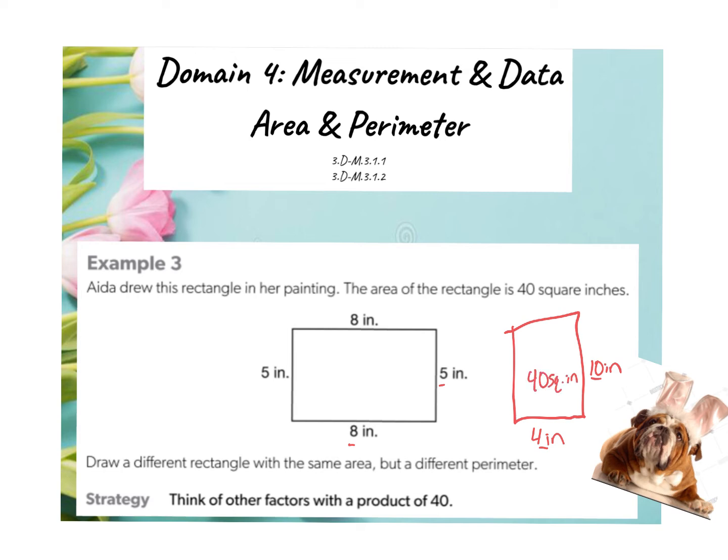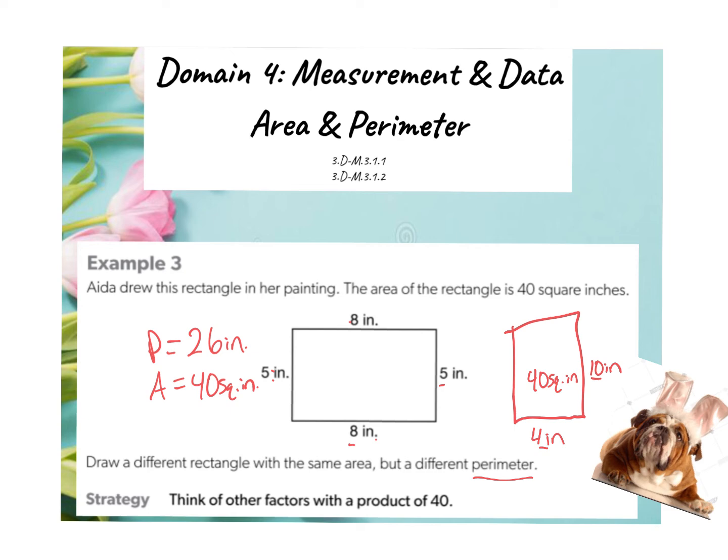All right, but they want us to make sure that the perimeter is different. So let's take a look at this perimeter, okay? So this perimeter is 8 plus 5 plus 8 plus 5. Well, I know 8 plus 5 is 13, and 13 plus 13 equals 26 inches. Okay, so this one has the area of 40 square inches, and it has the perimeter of 26 inches.